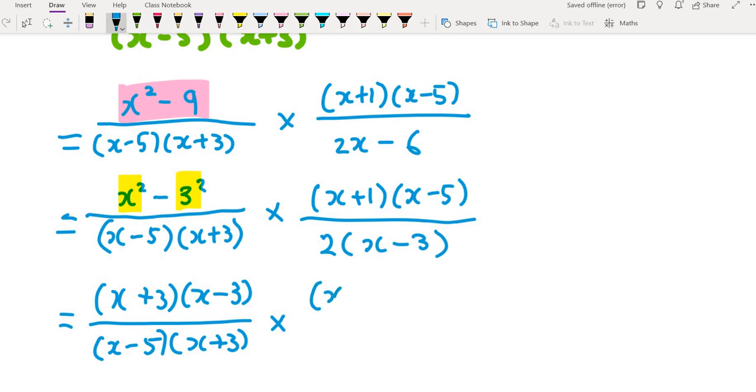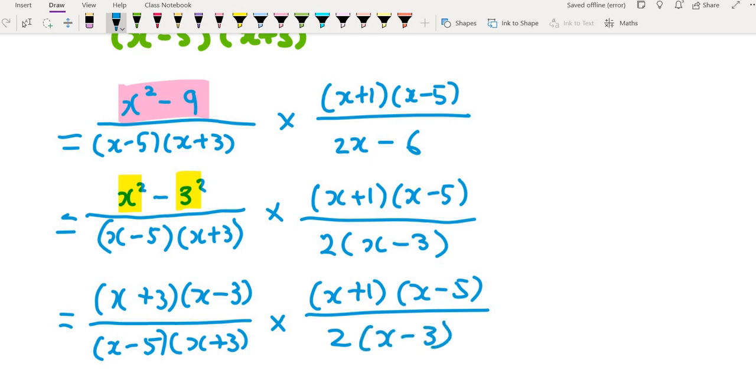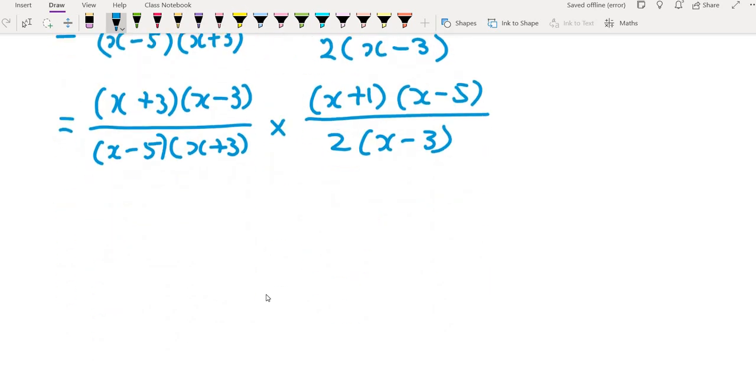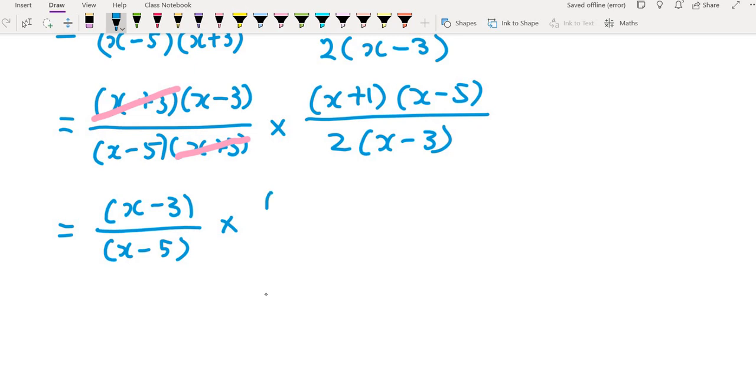Times, and we'll just rewrite this whole thing, hoping that we can cancel some stuff out because there's a lot going on. And we can see these two are in common, so let's cancel them out. And it seems like that's the only thing that's in common so far. So we're just going to do that, leave the rest as is.